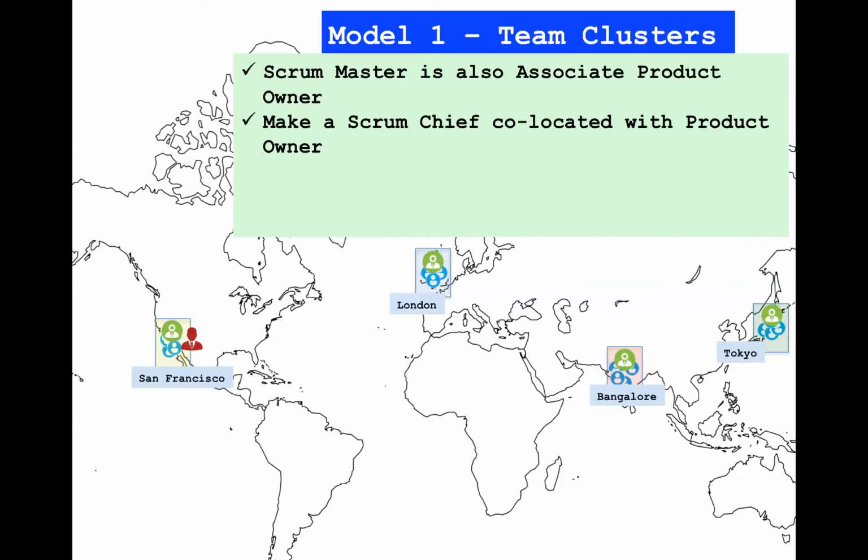It is a really good idea to have a Scrum chief co-located with the product owner. So in this case, in San Francisco, it'll be a great idea to have a Scrum chief who can, on a regular basis, talk to the Scrum master. This is not an on-site coordinator or just a contact person for every location. It's a Scrum chief who can talk to the Scrum masters at any time, given the urgency.